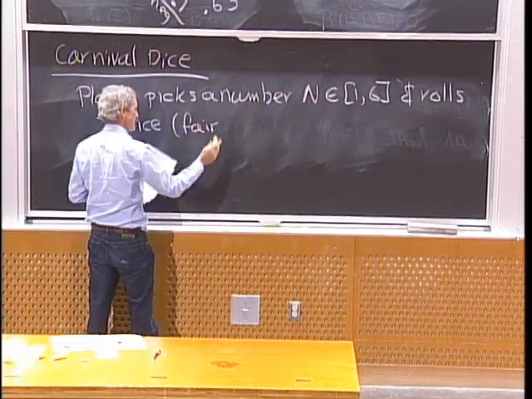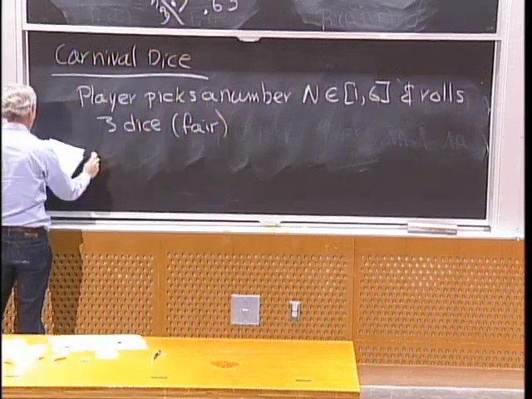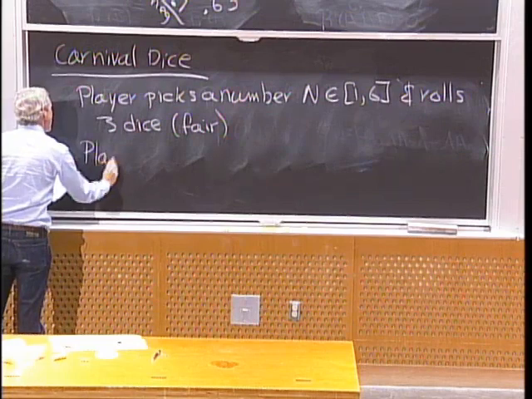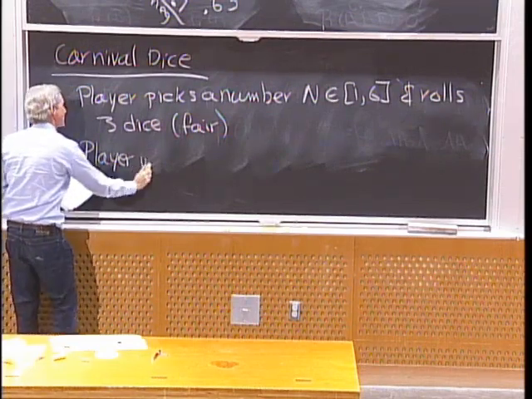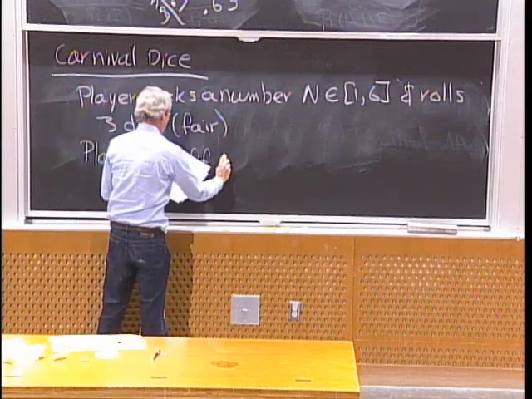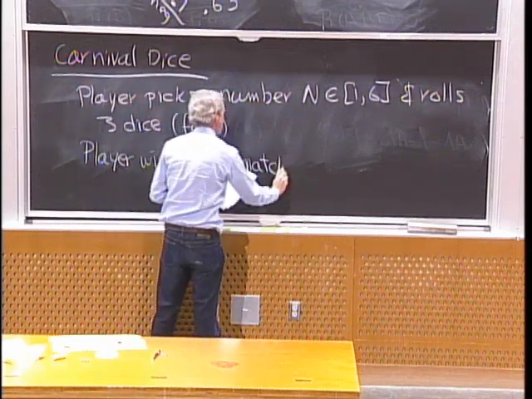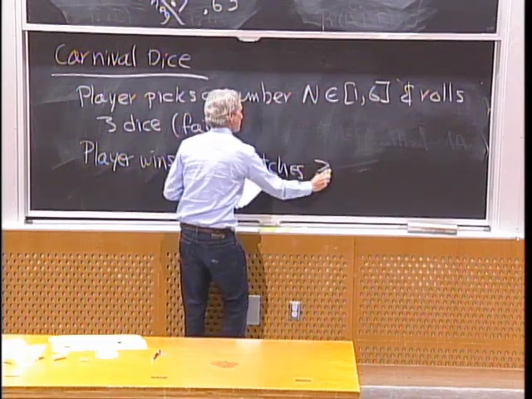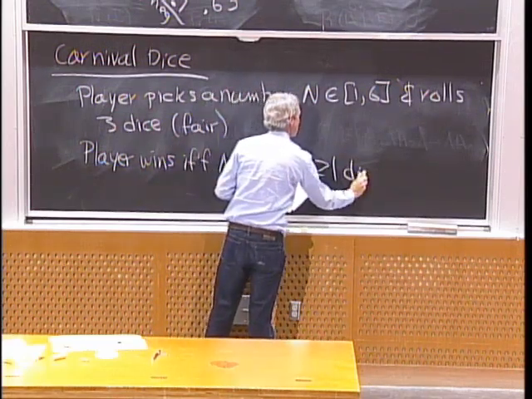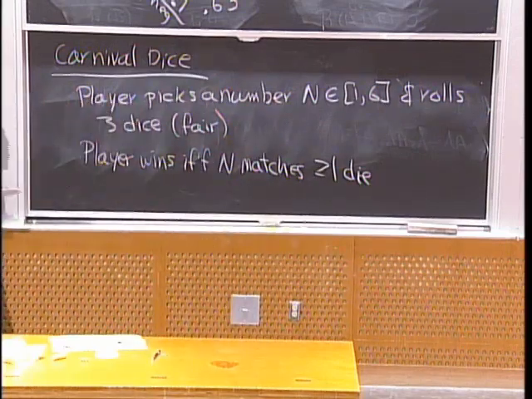Oh, we haven't talked about independent. So they're fair dice. For now, normal dice, nothing fishy. And the player wins if and only if the number he picked comes up on at least one of the dice. So you either win or you lose the game, depending on if your lucky number came up at least once.